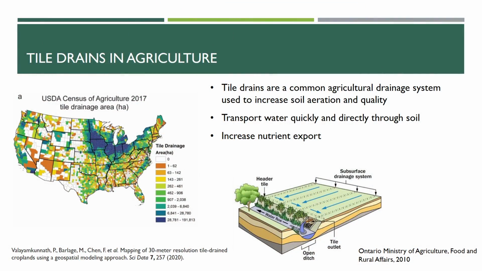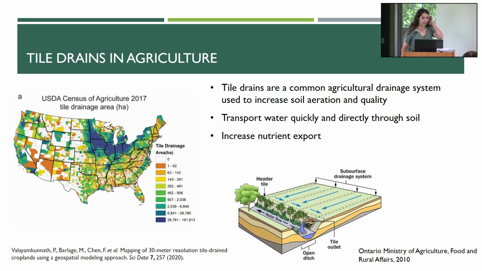So when we talk about artificially drained, in this project we are looking at tile drains. And you've probably all seen the outlets, especially in the Midwest. They're pretty common, and you can see large volumes of waters flowing out of them. And if you look at the map, the Midwest by far has the largest concentration of tile drained land, and the purpose is to increase soil aeration and quality.